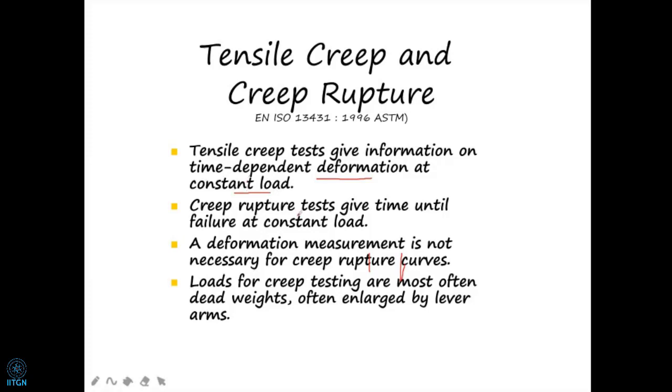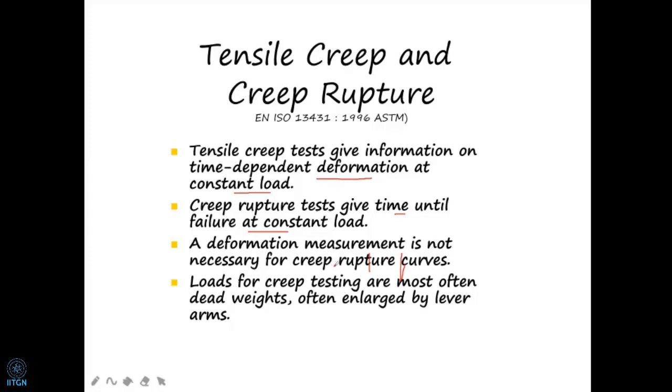Creep rupture tests give the time until failure at a constant load. That means applying 85% or 80% of the ultimate tensile strength, and naturally rupture is going to be caused, failure is going to occur. That time is noted. And if you apply, say, 40%, 50%, 60% of the tensile strength, then we are going to get a creep curve. This creep curve we'll see in more detail.